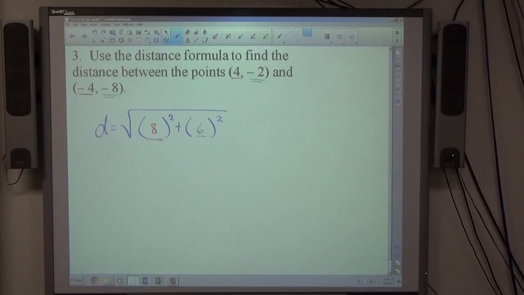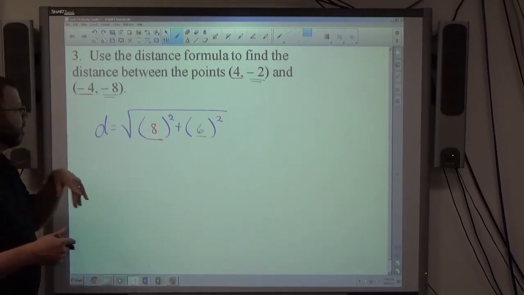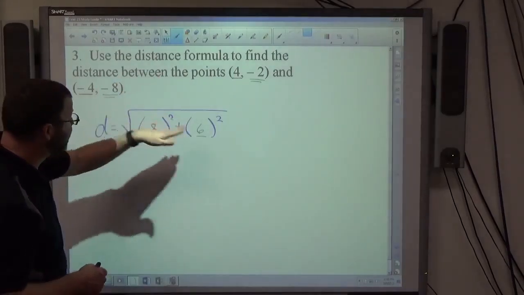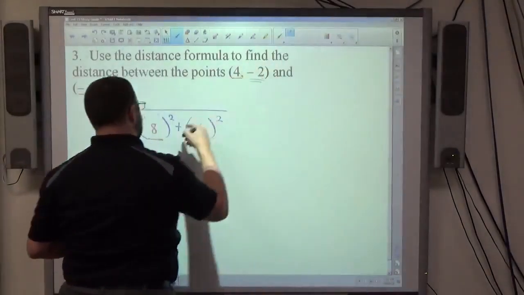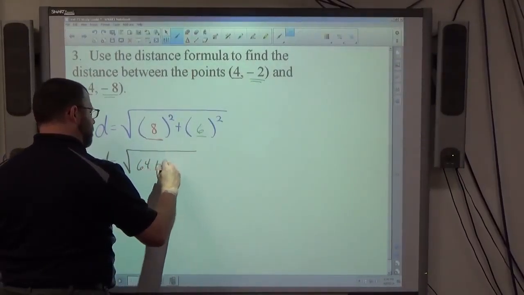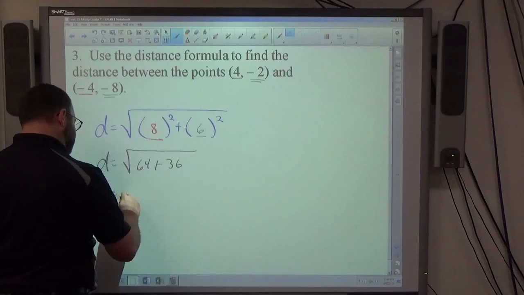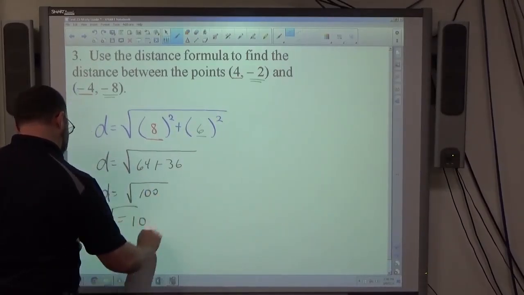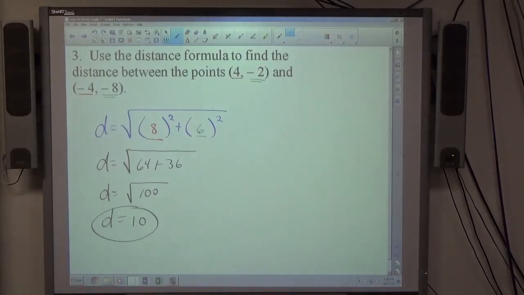I always make them positive because when I square them they're positive anyway. So why put a minus sign on there? So -4 to 4 is 8 spaces, -8 to -2 is 6 spaces. And then we're going to square first, then add, and then finally take the square root. So those two points are 10 units away from each other.